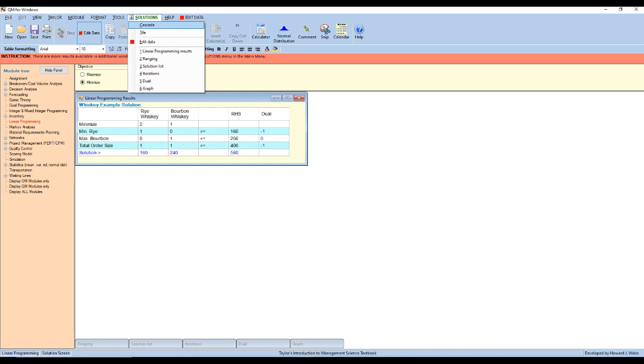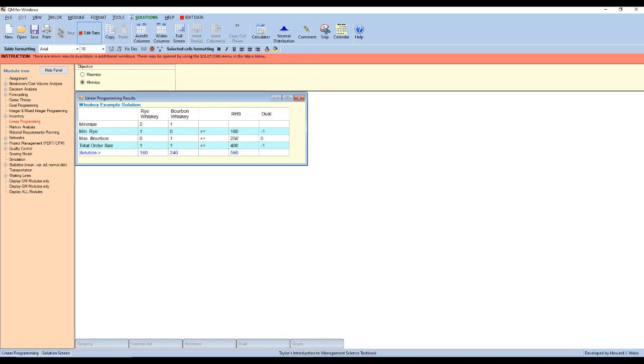This is our optimum choice. We should not include any more rye or any more bourbon. Only exactly these amounts. If we include any less, we won't have 400 gallons. If we include any more, then we will generate higher costs. So in total, this is our optimal solution.